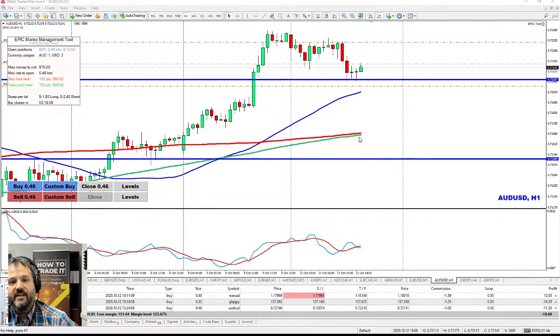Yeah, all my moving averages are simple moving averages. And it's the 50, the 150, and the 200.